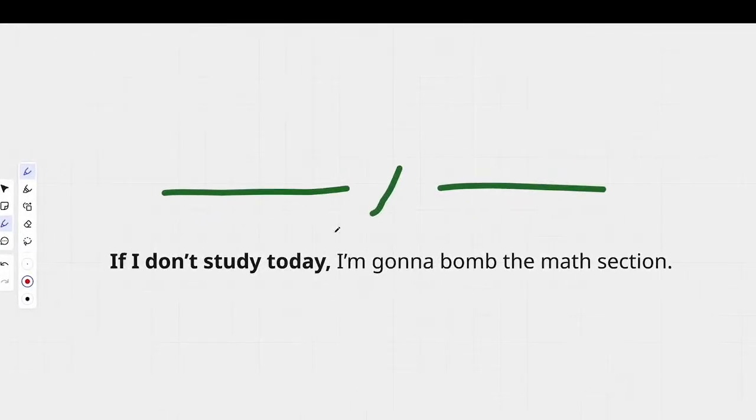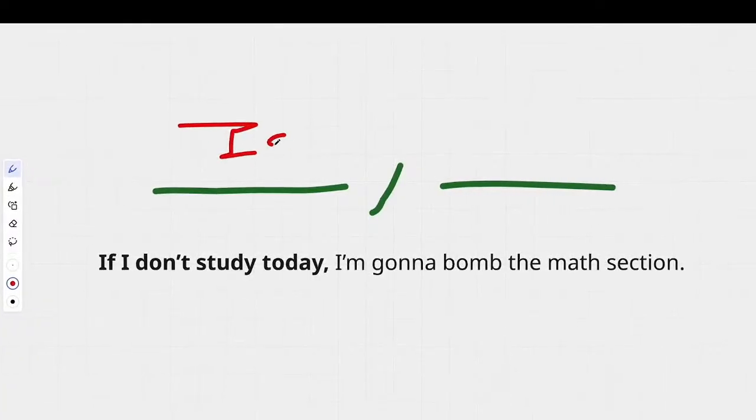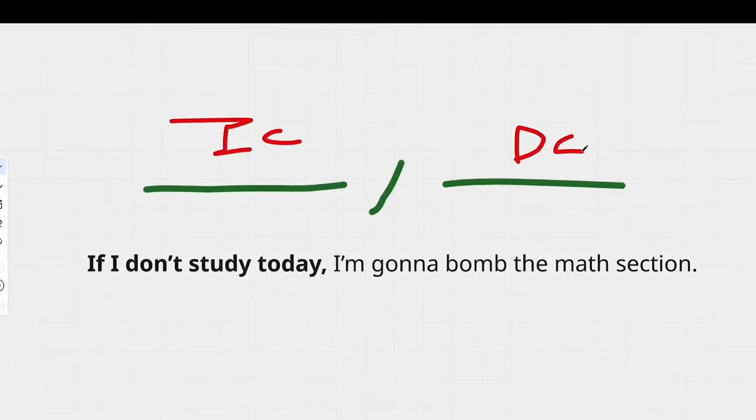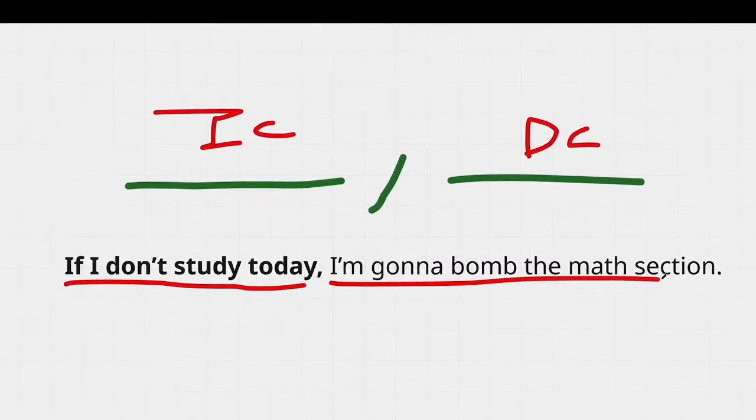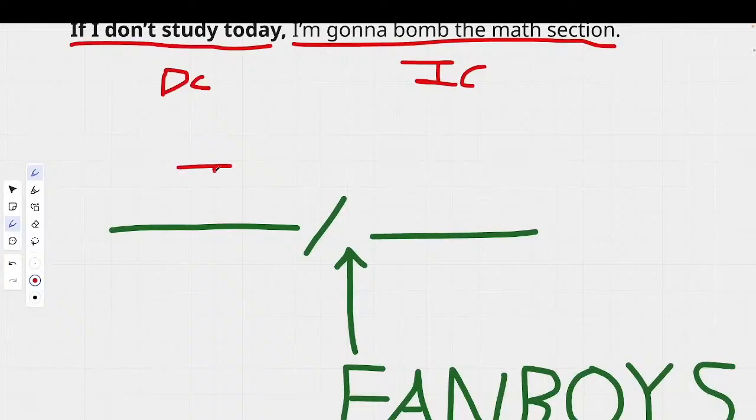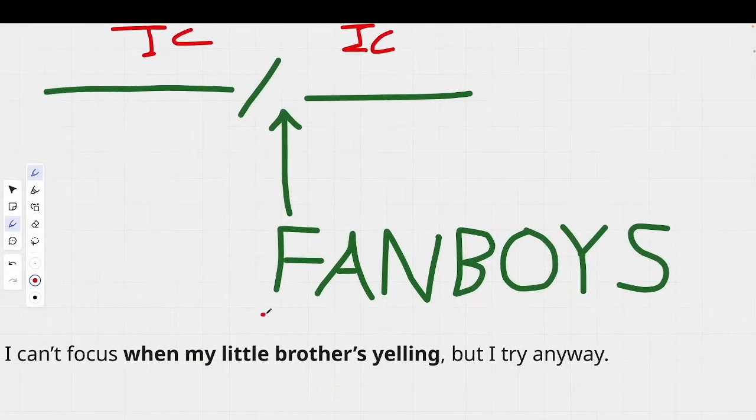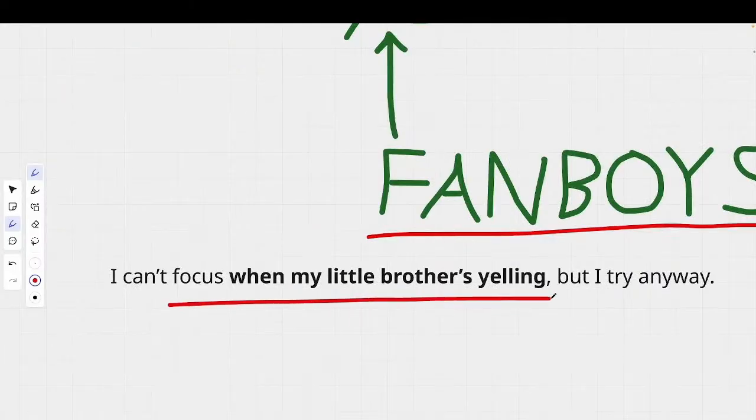Now just regular commas some more. Commas basically separate an independent clause and a dependent clause. Dependent clauses are ones that cannot exist on their own. So look at this. If I don't study today, I'm gonna bomb the math section. But if there's a case where it's 2 independent clauses, you have to use a comma with a word like and or but or so. Basically these fanboys. That's for, and, nor, but, or, yet, so. I can't focus when my little brother's yelling, but I try anyways.